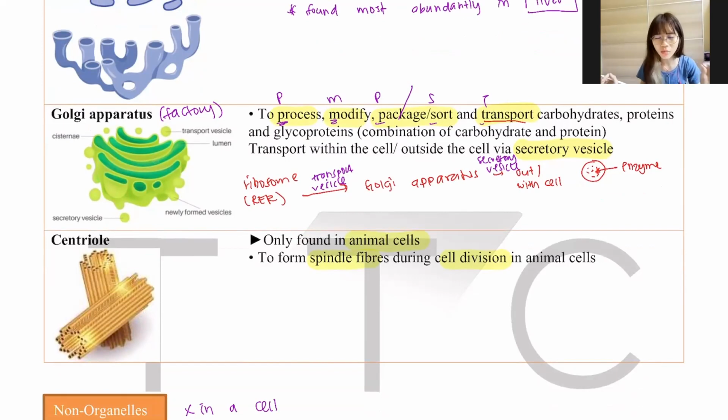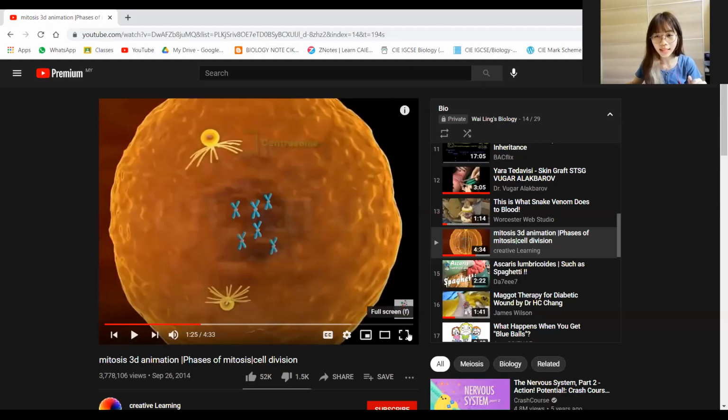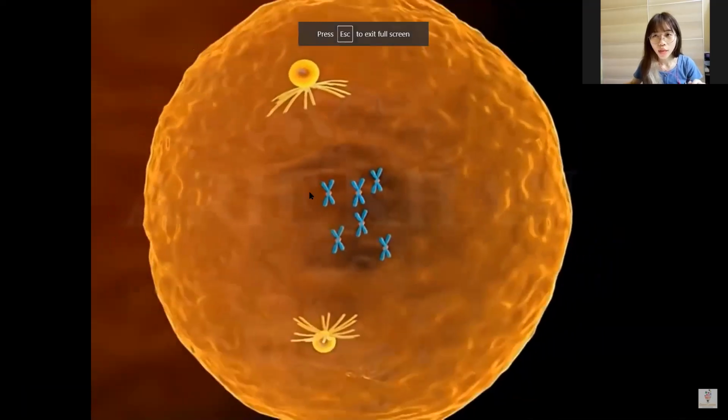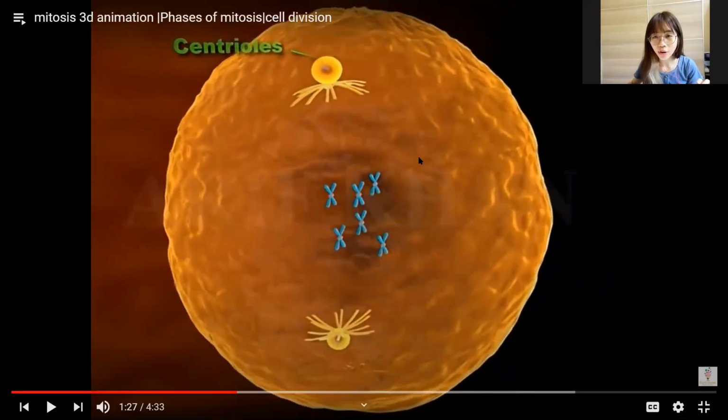Then you'll wonder, what is a spindle fiber? Spindle fiber is like a string-like structure. It will pull the chromosome to the opposite pole in order for them to form into two cells. Okay, I know that it's very hard for you to understand what I'm trying to say. So I'm going to show you the process over here, okay? So this is the diagram that I think you can see from here, right? Okay. So can you see in this diagram, you can see there are two things here, right?